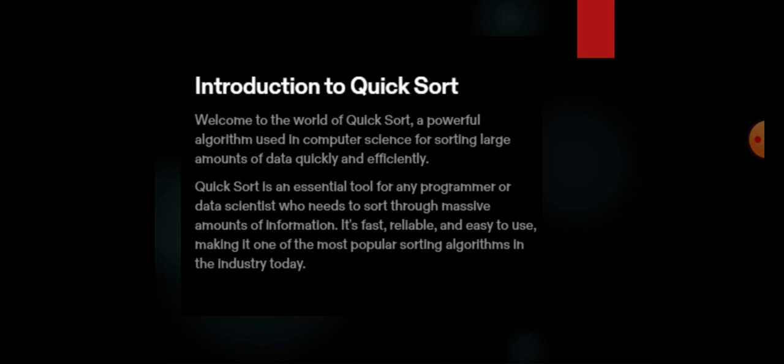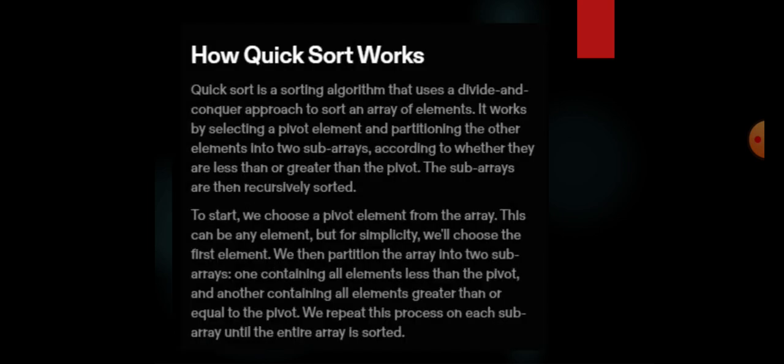So what is a sorting algorithm? We arrange the elements in increasing order. To do this, we have many algorithms. One of the essential algorithms for sorting is quicksort. It has been selected because it is fast, reliable and easy to use, so it has become one of the most popular sorting algorithms in the industry.